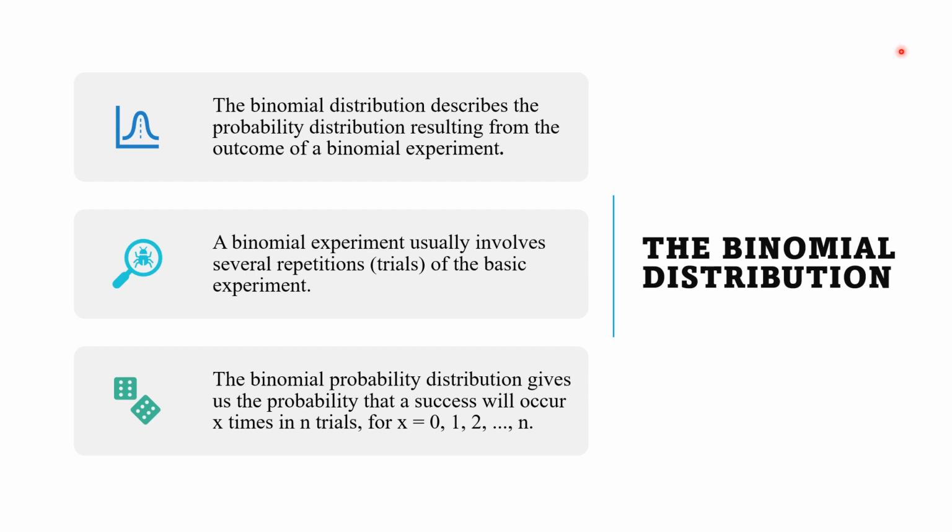Next is the binomial distribution. So now here we have binomial distribution. Binomial distribution describes the probability distribution resulting from the outcome of a binomial experiment. Binomial experiments usually involve several repetitions of the basic experiment. Binomial probability distribution gives us the probability that a success will occur x times in n trials. So x can be 0, 1, 2 till the nth value.